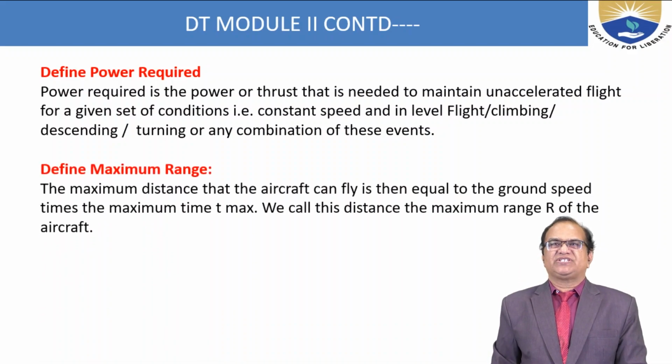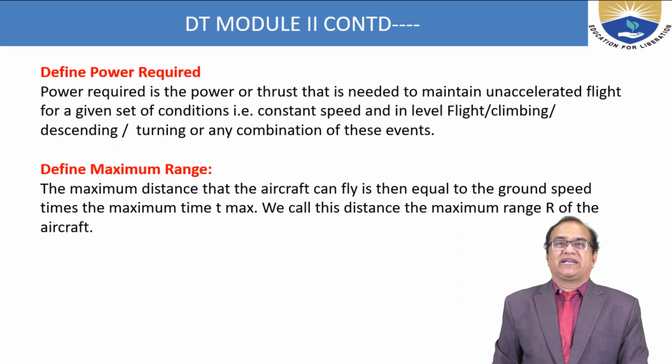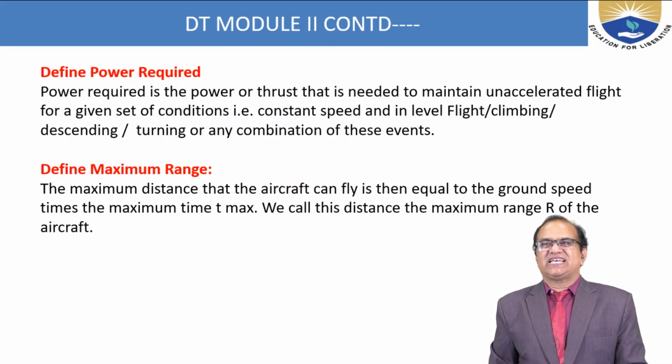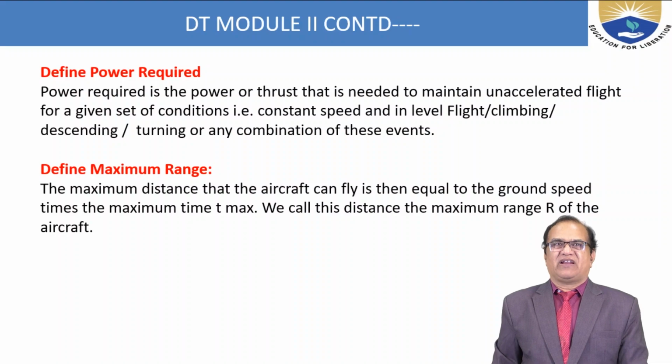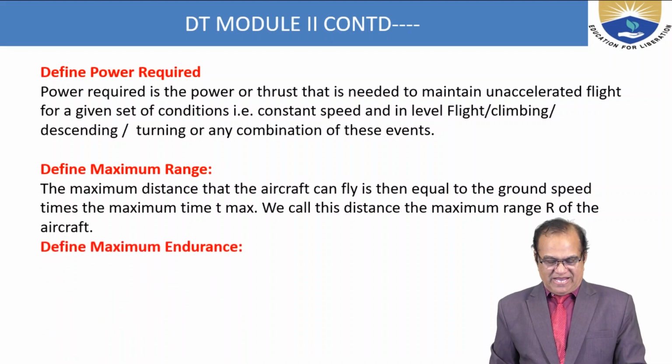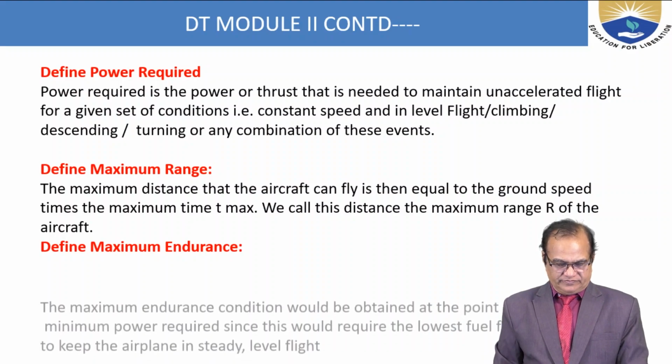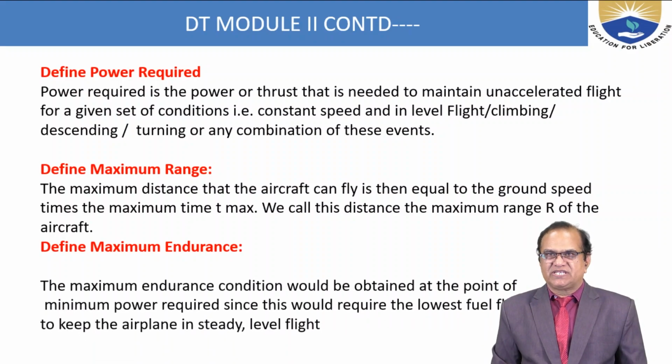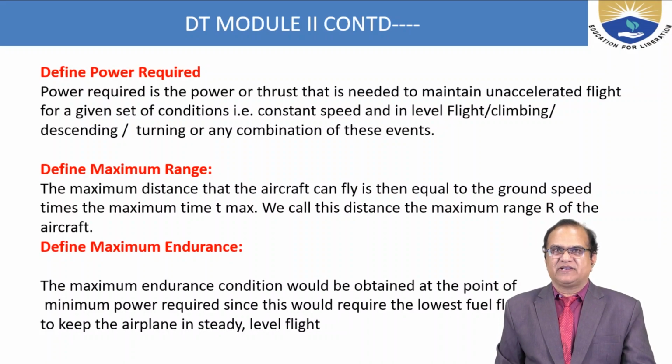Define the maximum range. The maximum distance that the aircraft can fly is then equal to the ground speed times the maximum time T max. We call this distance the maximum range of the aircraft. Define maximum endurance. The maximum endurance condition would be obtained at the point of the minimum power required, since this would require the lowest fuel flow to keep the airplane in steady level flight.